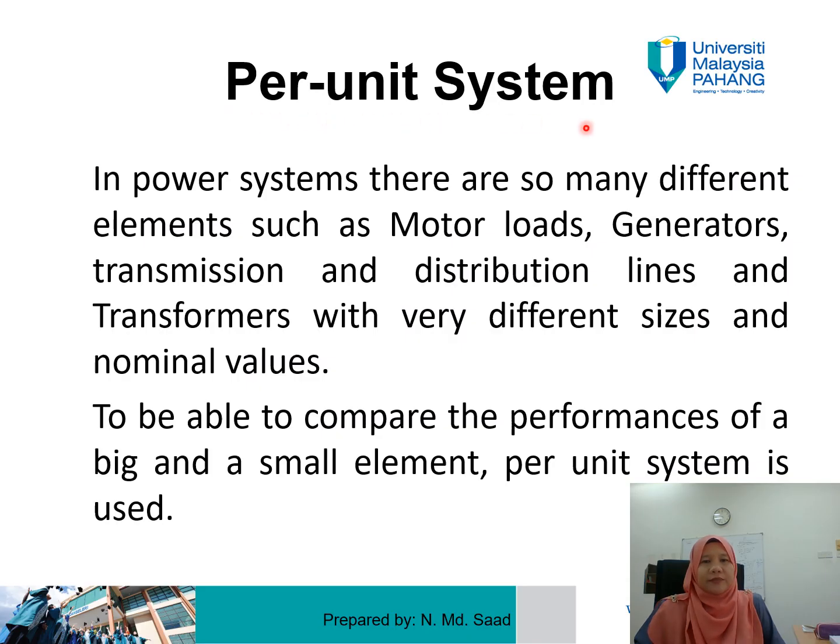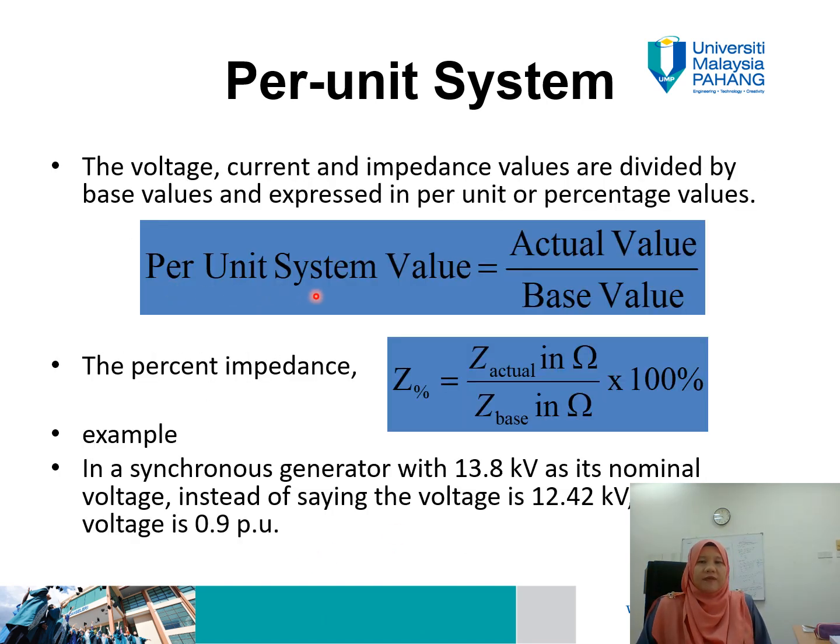The per unit system. In a power system, there are many different elements such as motor loads, generators, transmission lines, distribution lines, and transformers, and all these components have different sizes and different nominal values. So to be able to compare the performance of the big and the small element, the per unit system is used. The per unit value of any quantity is defined as the actual value divided by the base value.